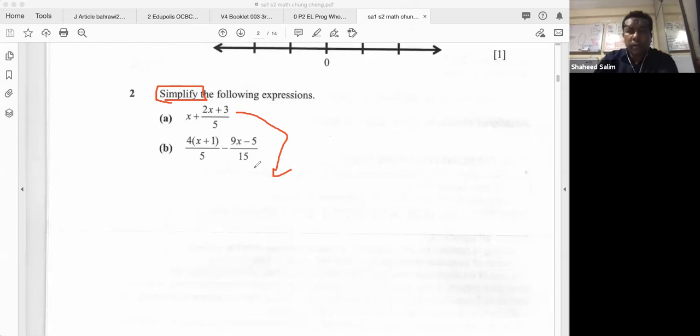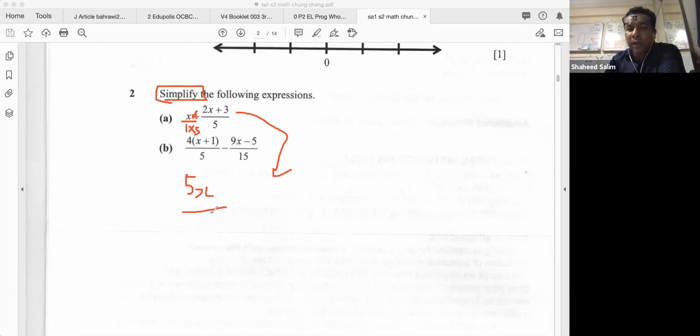Now, you see down here, I want to make it into the same fraction. This is x over 1. I times by 5. But you see why I want to make it a fraction? Well, I want to combine them. So I times by 5. So I get 5x.